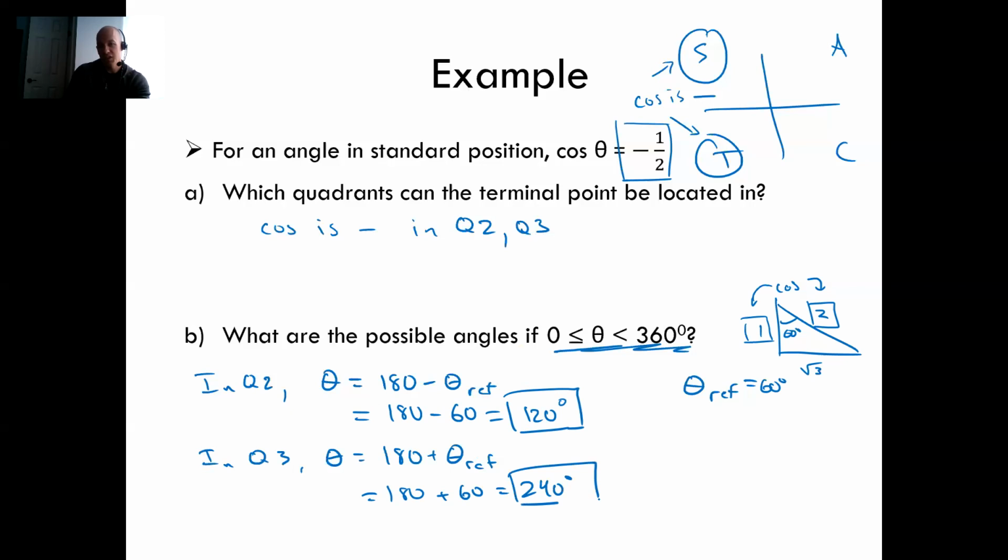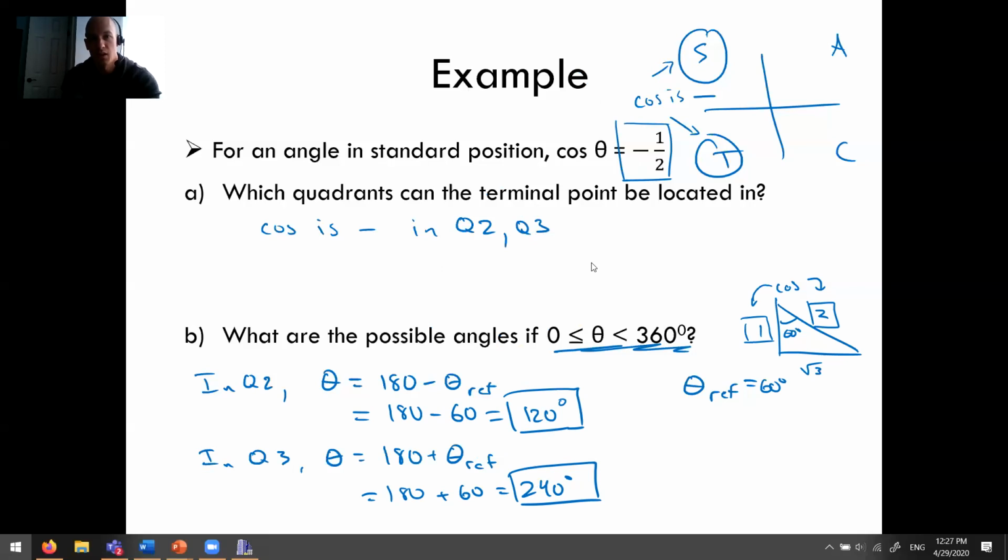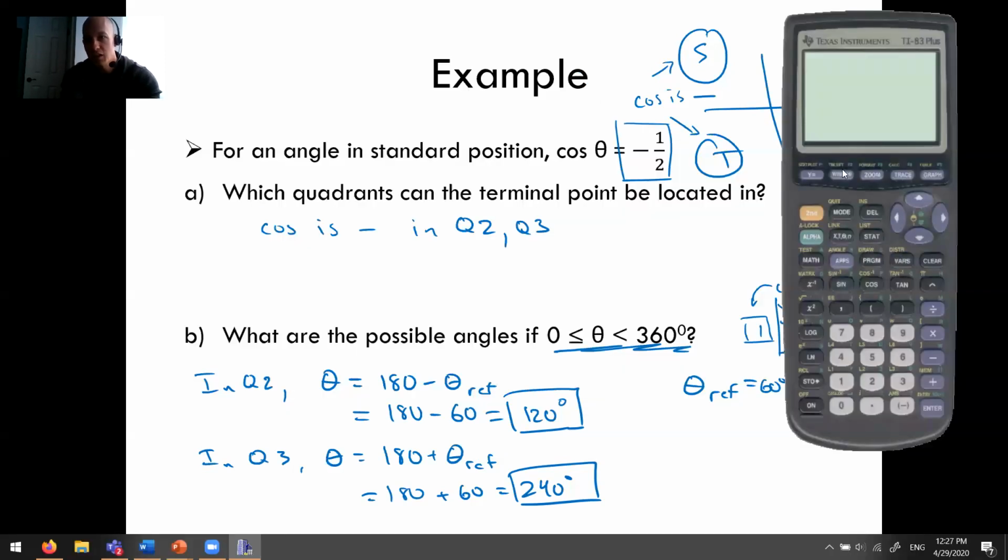So what we just did is we figured out that if you pushed cosine of 120, we should get negative 1/2. And if you push cosine of 240, we should also get negative 1/2. Let us just take a sec. Yeah, okay, I'll crash one more time.